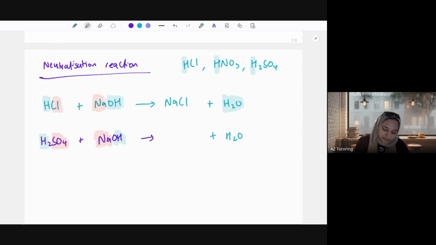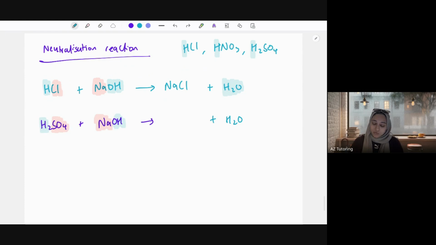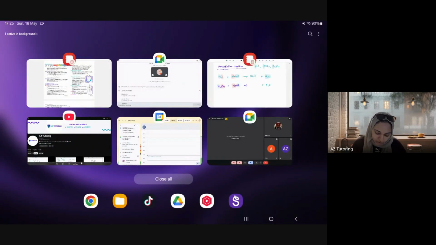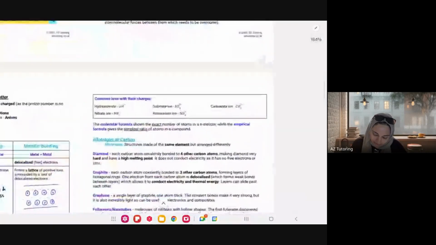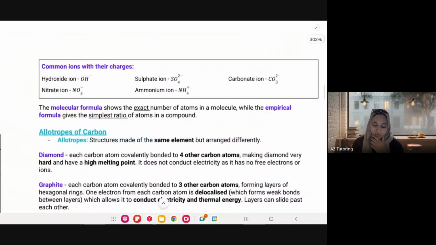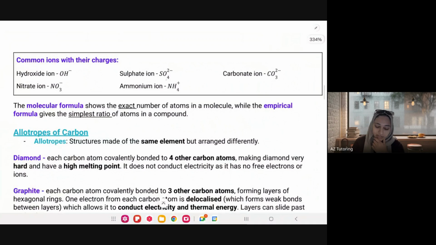So you've got sodium sulfate. Now, how do you know what the actual molecule of sodium sulfate is? So this is where our charges come into place. So there's a few charges you do need to know about. So you should have access to this summary sheet. If you've not got this, do let me know. So these are the common ions that you need to know with their charges. So as you can see, sulfate is SO4 2-, just right here.